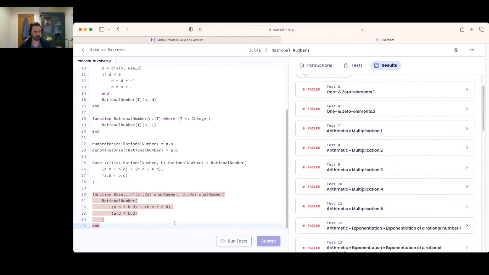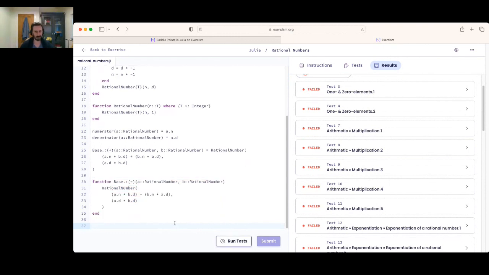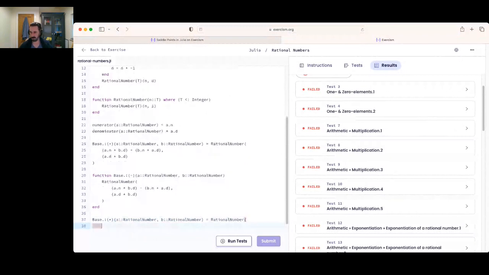Multiplication is an easy one. So we're going to go back to the single line way of doing it, because it just looks better. Rational, no, rational. B is going to be rational. All going to be a rational number. Exciting, right?